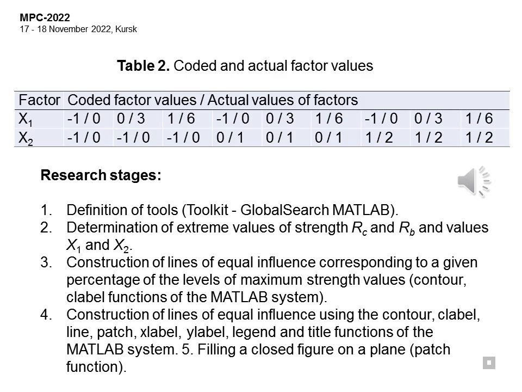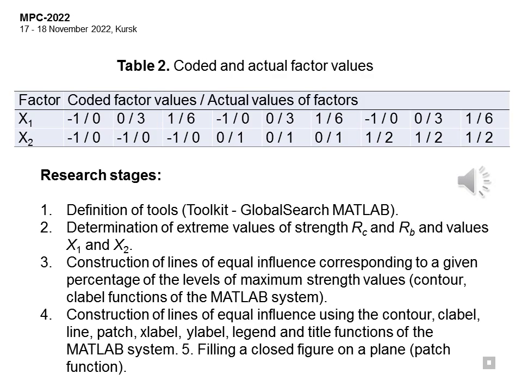The analysis of the tensile strengths by regression equations consisted in a choice of the method and algorithm for searching for the global extremum. The solution of this problem was carried out using the Global Search Toolkit of the MATLAB system. The stages of the study were as follows. The extreme values of the strengths and the corresponding values of factors x1 and x2 were determined.